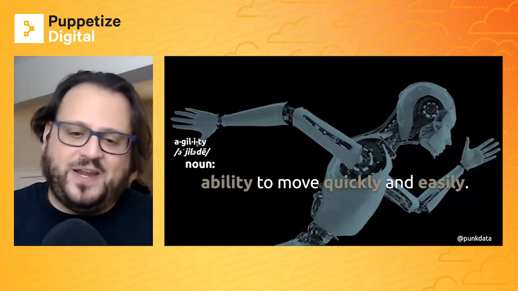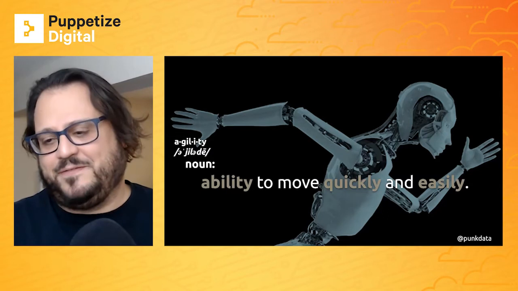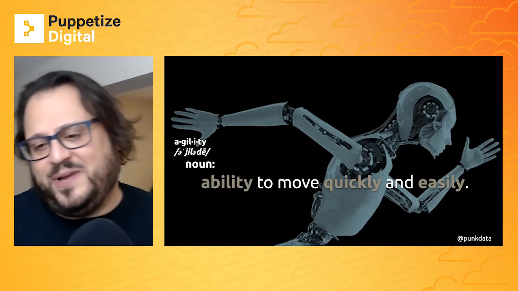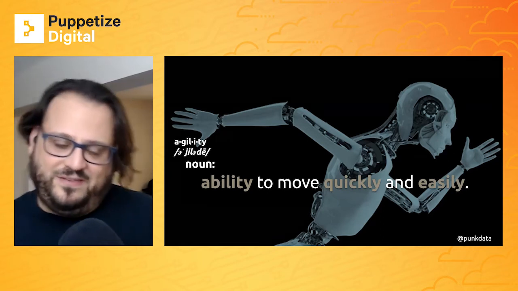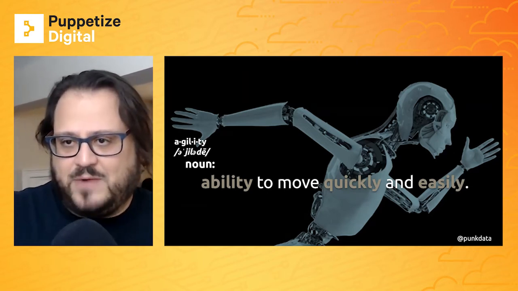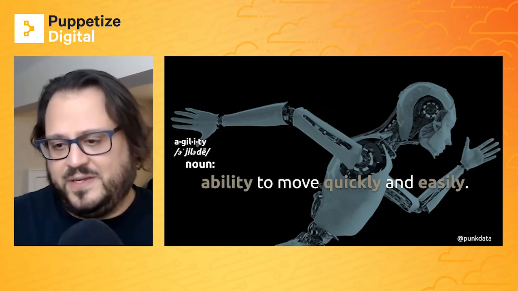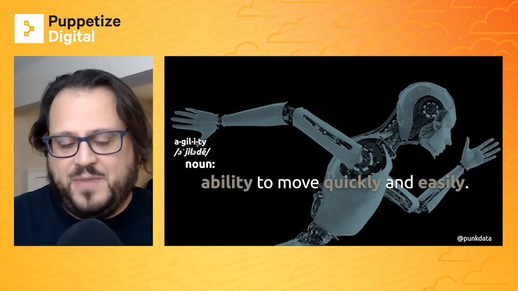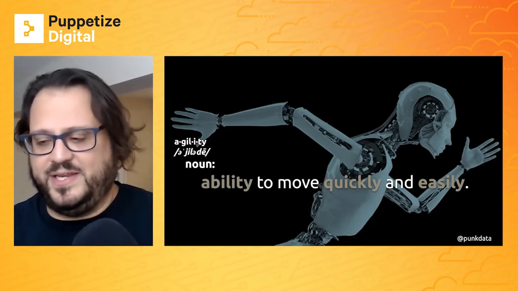Like most people, we use words often, and a lot of times we don't really understand the definitions, or we think we do, and sometimes we get it wrong, sometimes we get it right. I just wanted to share the definition of agility with you, specifically how it relates to the conversation in this presentation. Basically the definition for agility is the ability to move quickly and easily.